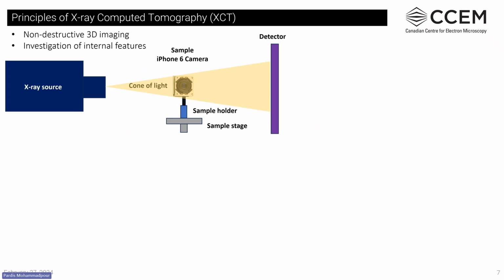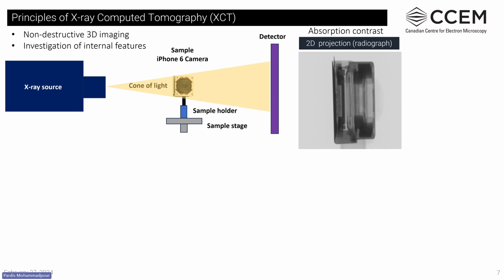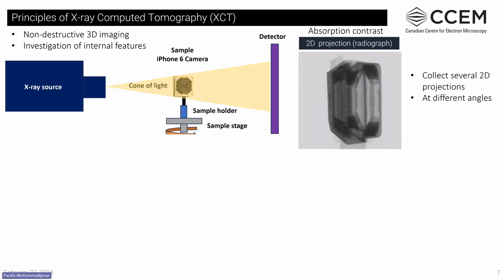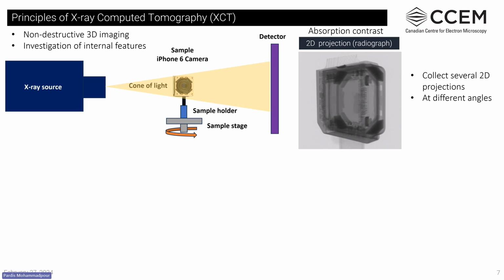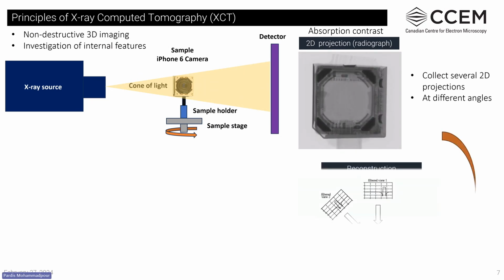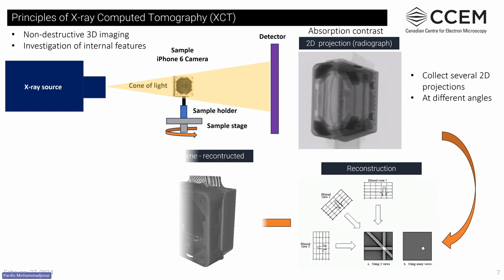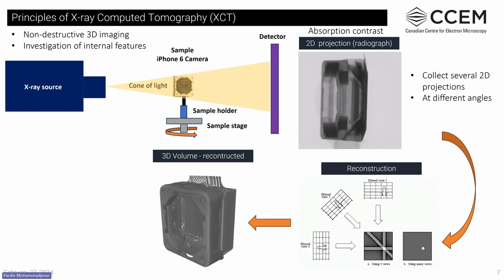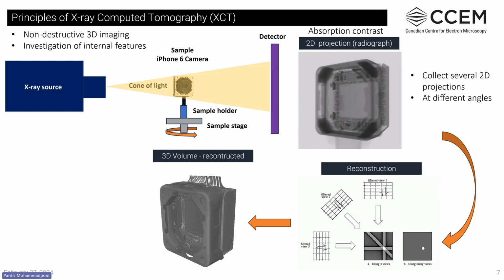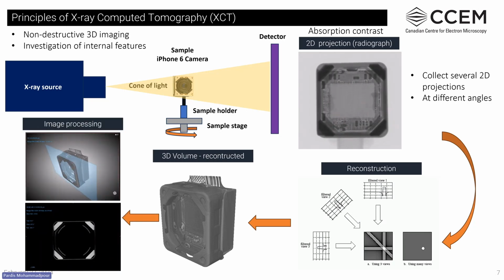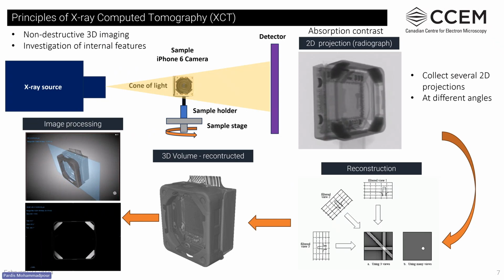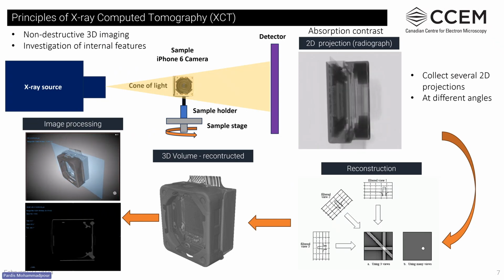The differential absorption is picked up by the detector and shown as X-ray absorption contrast or 2D projection on the detector. Then the object is rotated and paused at different angles to collect 2D projections. After collecting several projections, the data is reconstructed using reconstruction software. Here is the 3D volume reconstructed data of this sample. And the next step is to use a 3D visualization software to analyze the data both quantitatively and qualitatively.